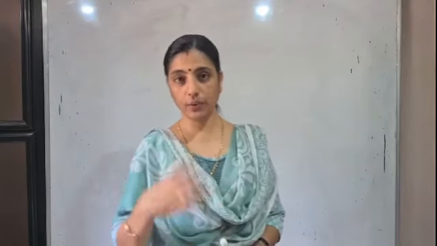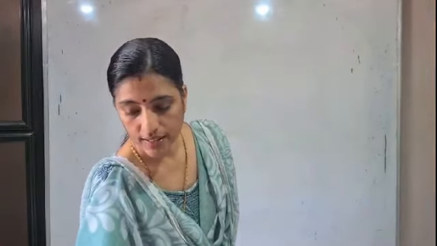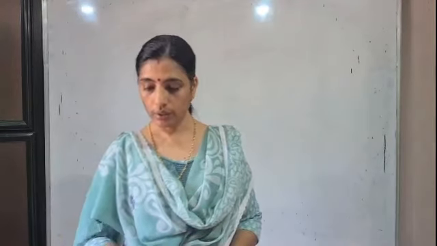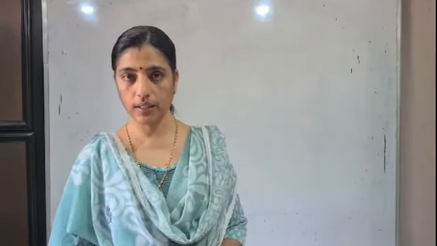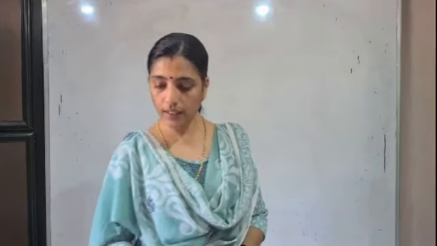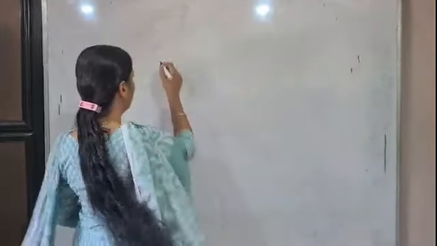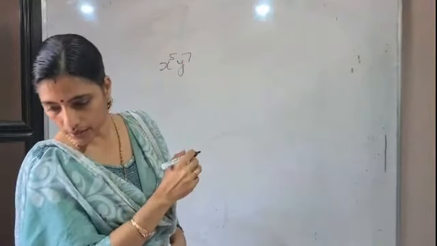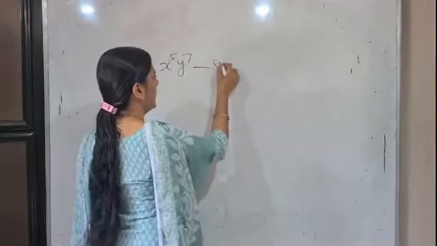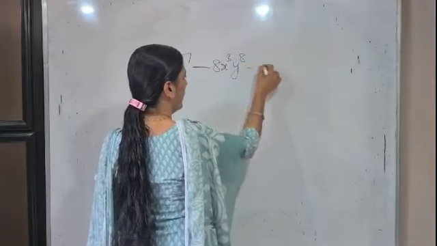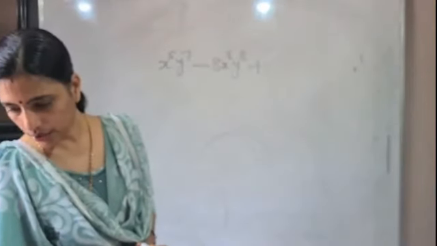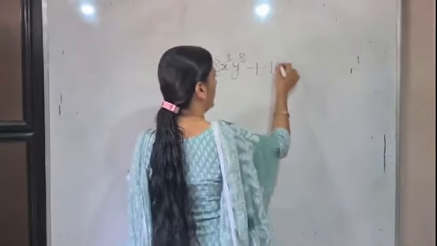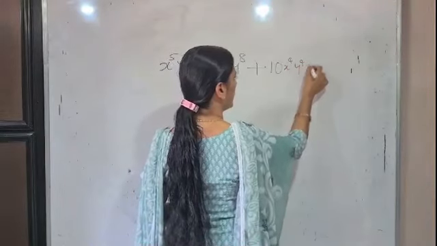I have given some questions. Exercise 11a, question number 4, last subdivision, that's the 6th subdivision. Write the degree of the polynomial x raised to 5 y raised to 7, minus 8x cube y raised to 8, plus 10x raised to 4 y raised to 4 z raised to 4.